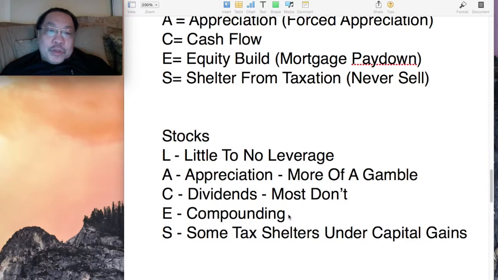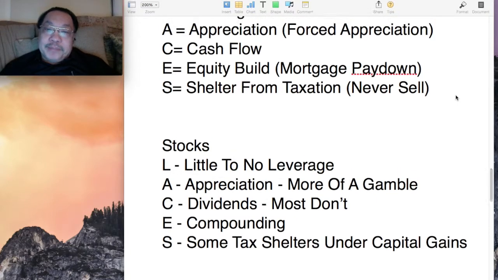Don't let anybody fool you. Stocks is a gamble. All right, that's my opinion. So you can disagree if you want. Sheltering tax, S for sheltering, tax sheltering under capital gains. Depending on where you live and all that. In Canada, there's capital gains where you're not taxed on 50% of your gains. So there's some tax sheltering there, but not as much. But when I tell you about this tax sheltering in real estate, this is going to floor you. All right, let's talk about real estate.